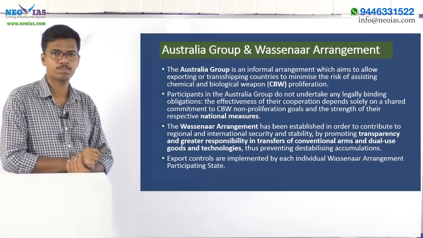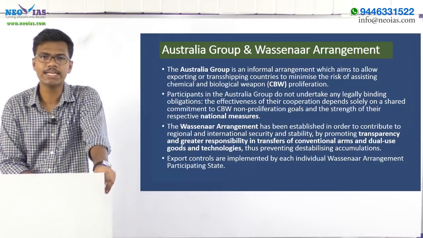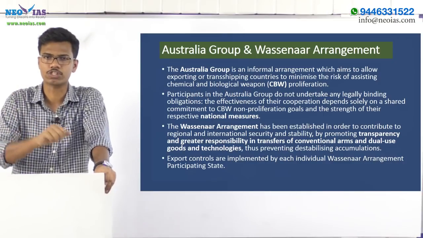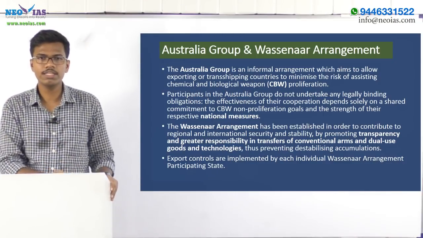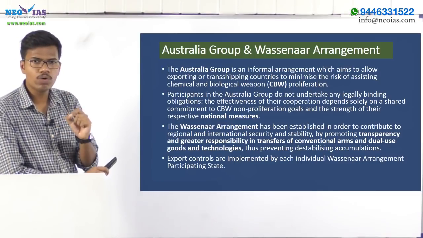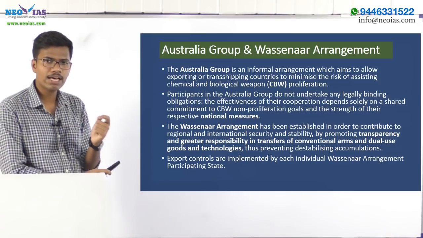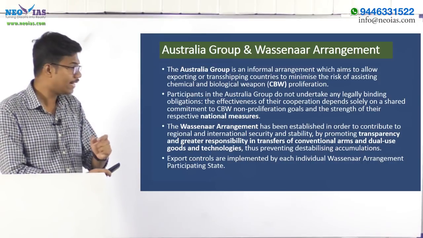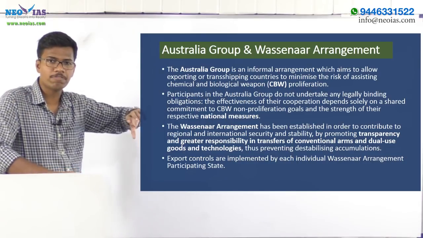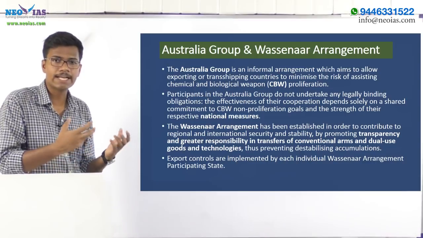goods and technologies. See, by dual-use goods and technologies, what we mean is that certain technologies can be used to make weapons of mass destruction. These kinds of technologies are called dual-use technologies. And by controlling these conventional arms and dual-use goods and technologies, the Wassenaar Arrangement aims to prevent destabilizing accumulations of these kinds of dangerous weapons by terrorist groups and all.